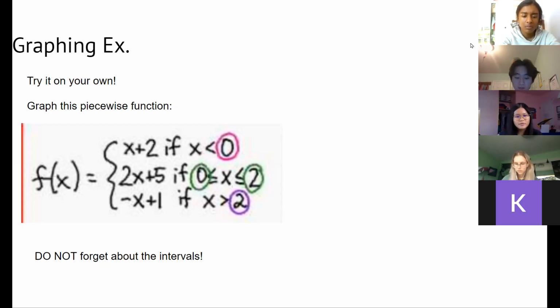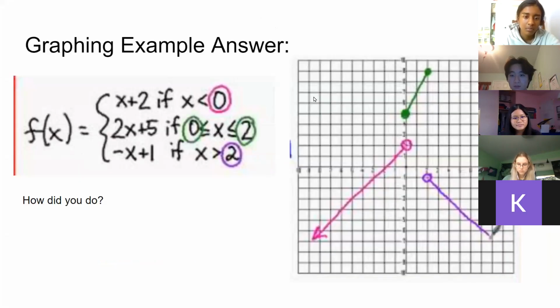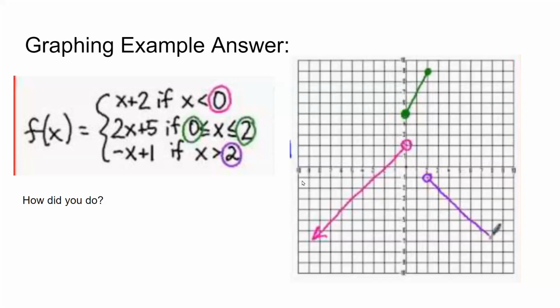Okay, so hopefully you have at least an idea of what the graph should look like. So we're going to go ahead and show the answer now. So this is what your graph should look like. You have x plus 2, the original graph of x plus 2 is graphed here, and then it stops at 0.